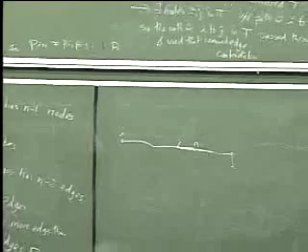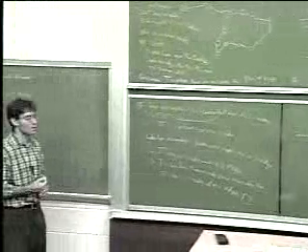Okay? So there you go. There's your proof by induction that every tree with n nodes has n minus 1 edges.